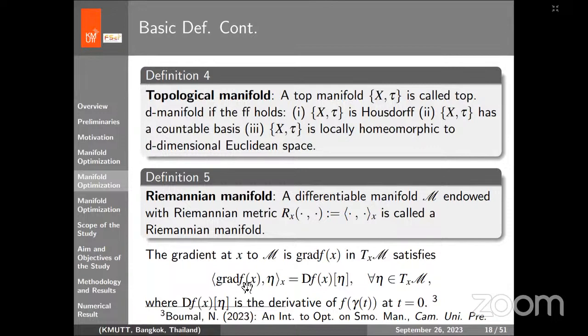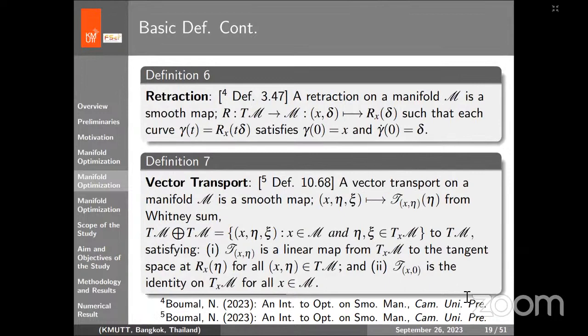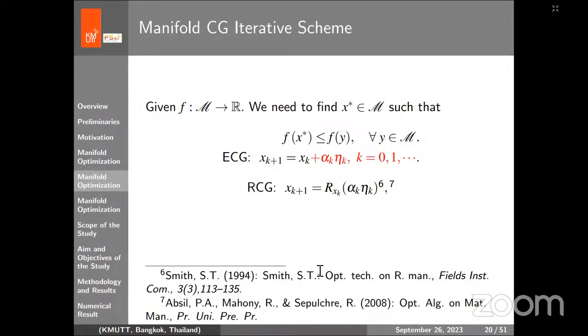So based on that, the gradient with regard to the tangent space is given by this. Also, the formal definition of retraction is given by this, which is a mapping from the tangent space to the manifold that fulfills this condition, while the vector transport is a mapping from what? From the tangent bundle to the tangent space, which also requires the following conditions, linearity and so on.